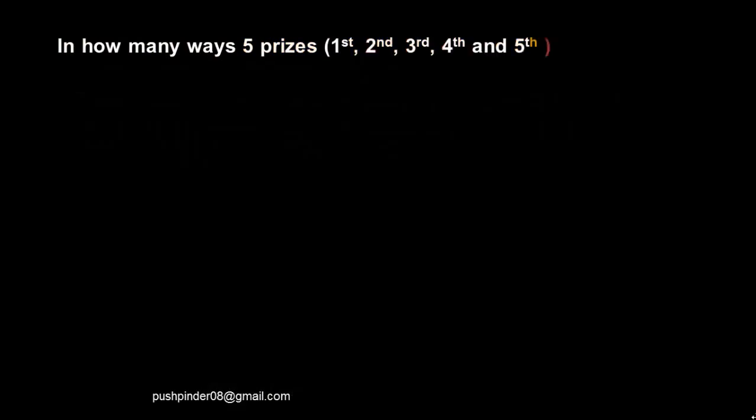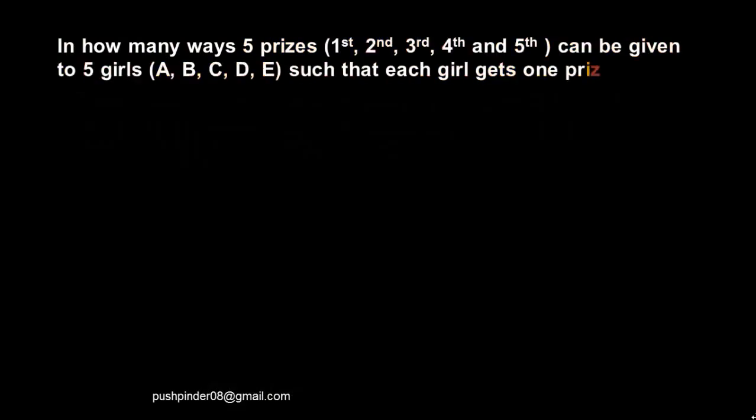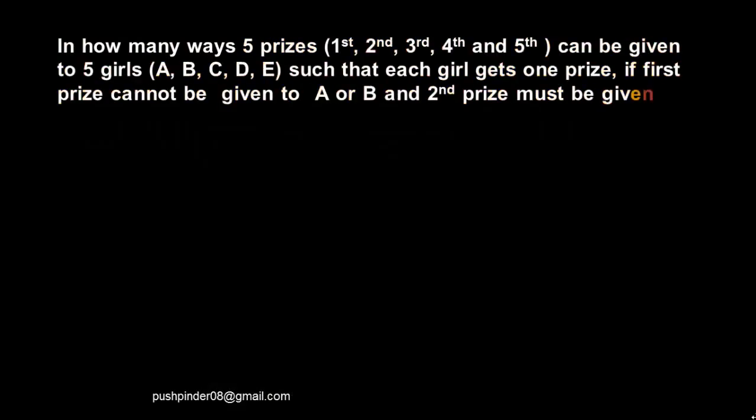Okay, in how many ways can 5 prizes be given to 5 girls such that each girl gets 1 prize, if the first prize cannot be given to A or B, and the second prize must be given to girl C, right? So now there are 5 prizes. I hope you're understanding the question, because we are just revolving around the same question once again. These are 5 prizes and these are 5 girls, right? So 5 prizes have to be distributed among 5 girls such that each girl gets 1 prize.